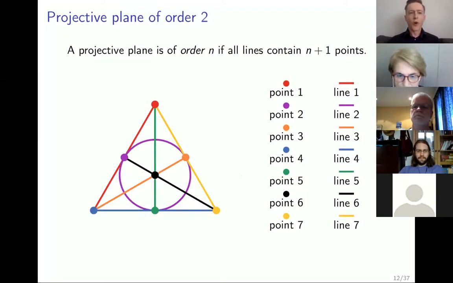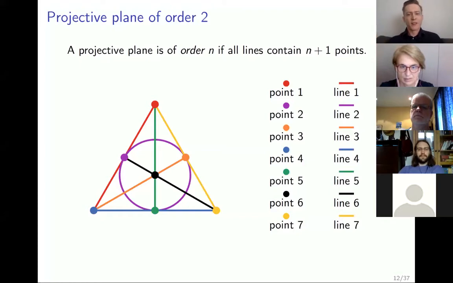A projective plane is of order n if every line contains n plus 1 points. So here, indeed, every line contains 3 points. This is easy to verify. I've color-coded the lines and points so you can look at it and verify for yourself that all the axioms are satisfied, right? If you take any 2 lines, they intersect in a unique point. This is kind of a restrictive condition.